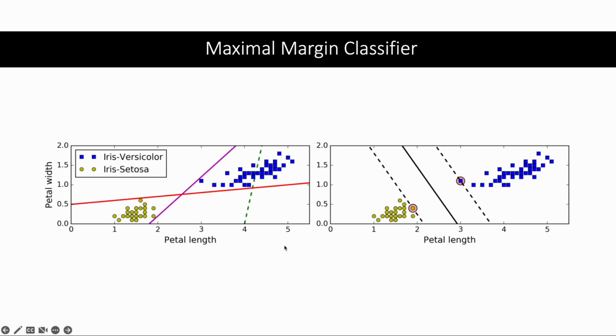This is our iris dataset. What we have done is we have 2 axes. On the y-axis we have petal width. On the x-axis we have petal length. Our iris versicolor is the blue squares and our green dots are the iris setosa. Very clear binary classification problem based on 2 features, petal length and petal width.